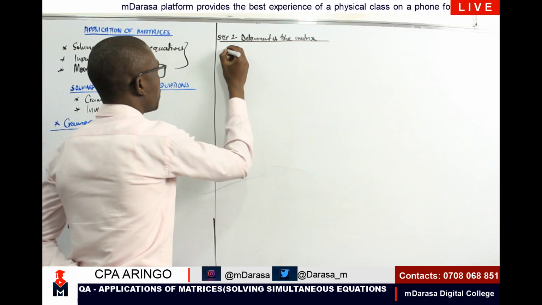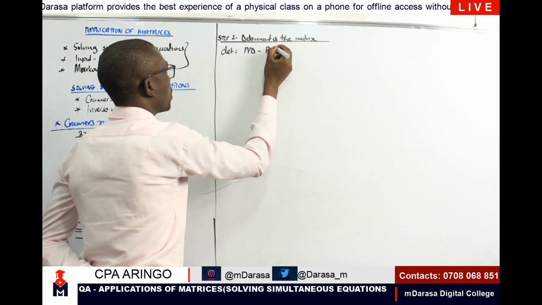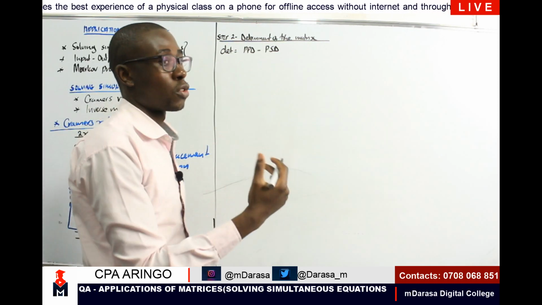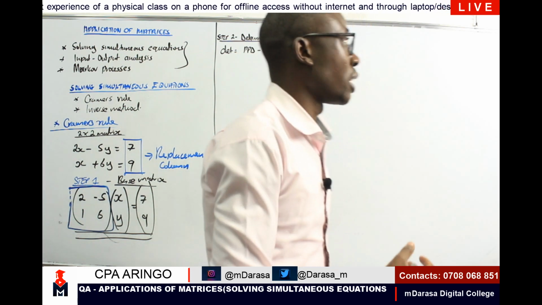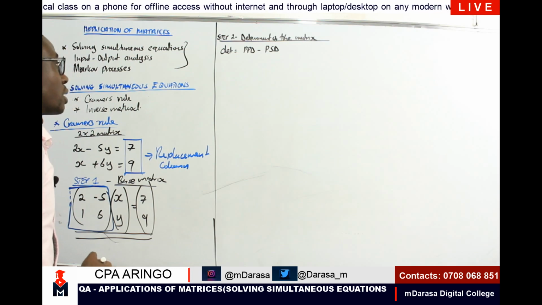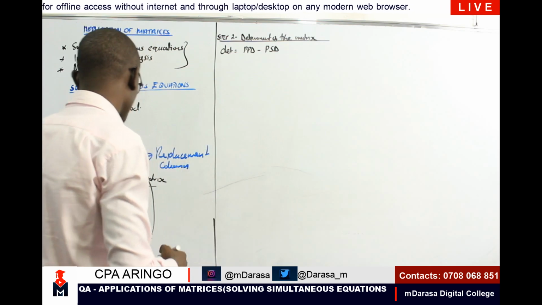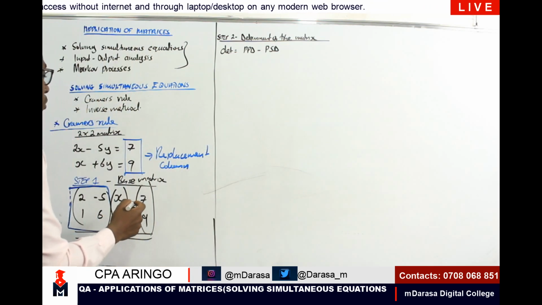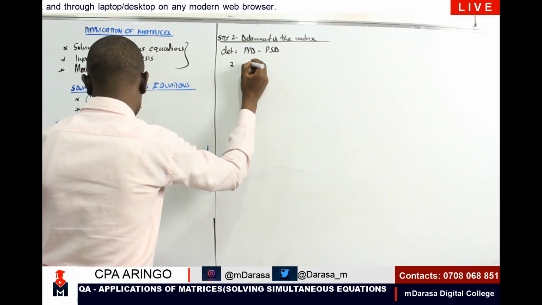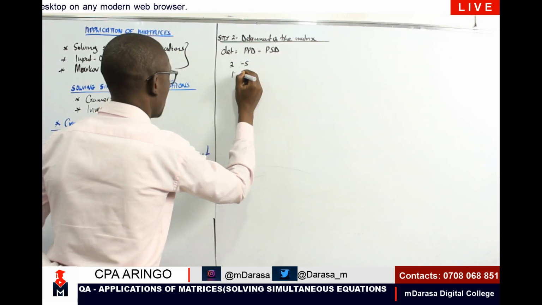Recall, for us to determine the determinant, we normally tend to talk about the product of the primary diagonal minus the product of the secondary diagonal. That is what will give us our determinant. Take our base matrix, we've said we should be having 2, minus 5, 1 and 6. This is our base matrix.